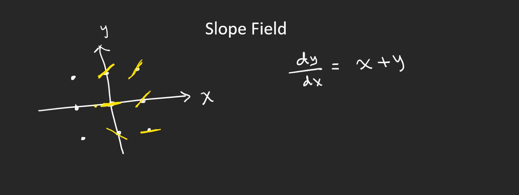What about over here? That's going to be negative 1 plus 1, which is 0. And that's going to be negative 1 plus 0, which is negative 1. And negative 1 plus negative 1 is negative 2, so it's going to be steeper than negative 1. So that's the idea of how you sketch a slope field.